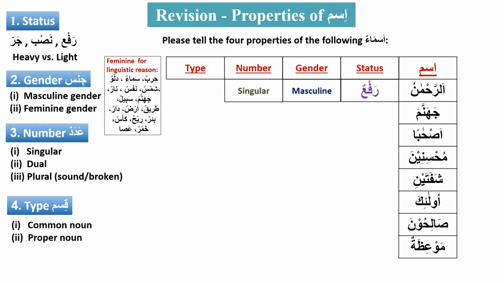Stay with me. Anusha, is Ar-Rahmanu a common noun? No, it's a proper noun because it has... Why? Did you hear it, Ayan? Oh, now I understand it. Yeah, it has al. So that is why it is common or proper? Proper. Ayan, proper noun. Yeah, it is a proper noun. Okay.